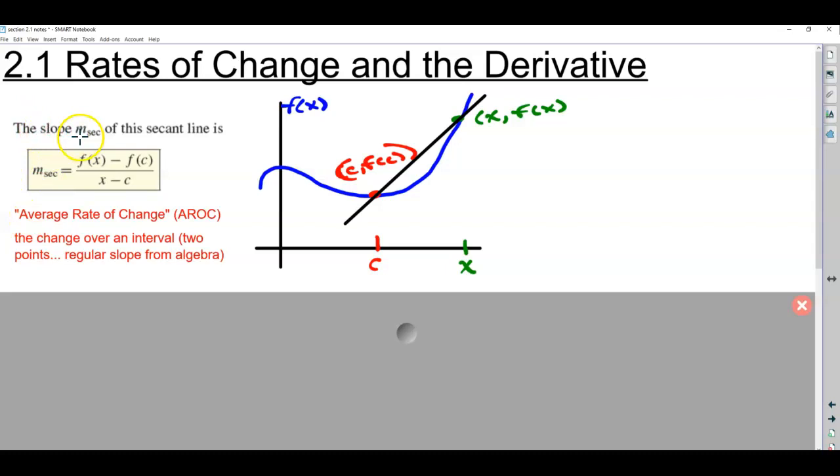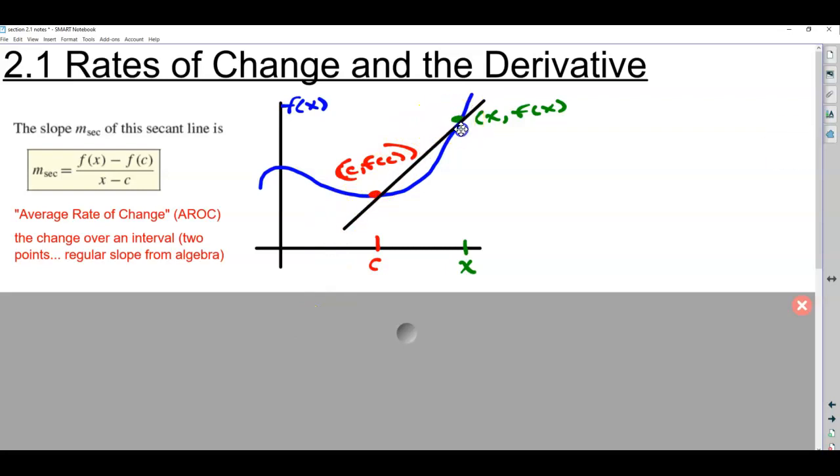But notice when we say slope, all it is is the average rate of change. A lot of times you'll see teachers and students abbreviate it as AROC, average rate of change. And that's just the change over 2 points. Think of regular slope from Algebra 1. So why is that important? Well, we can find the slope given 2 points.